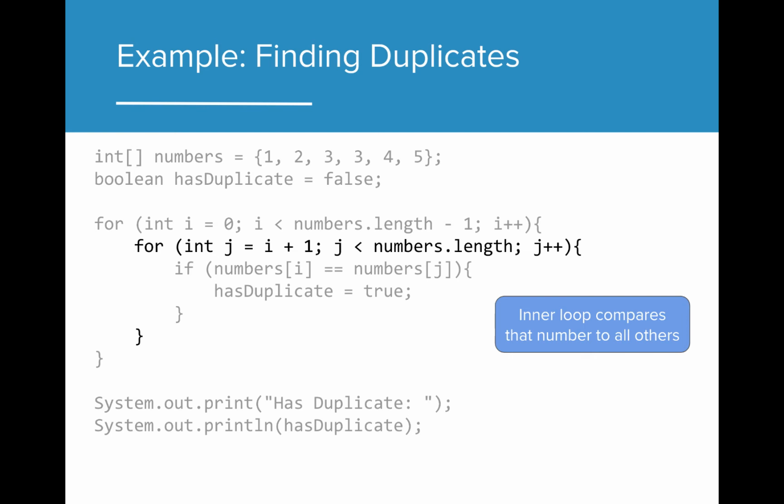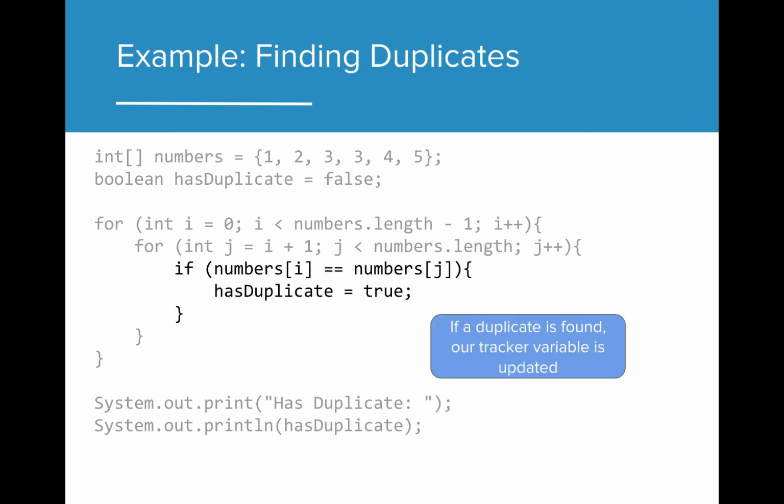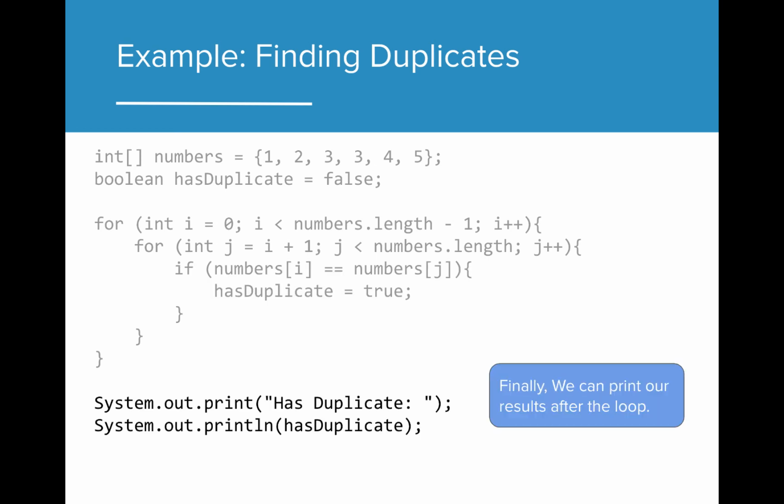The last pass of the outer loop will select the number 4, then the only comparison it will make is to the number 5. If a duplicate is found, we set the Boolean to true. After we complete our loops, we can report out the results.